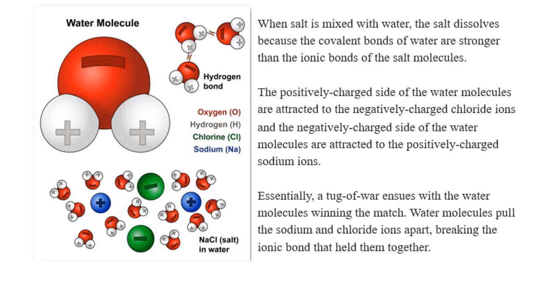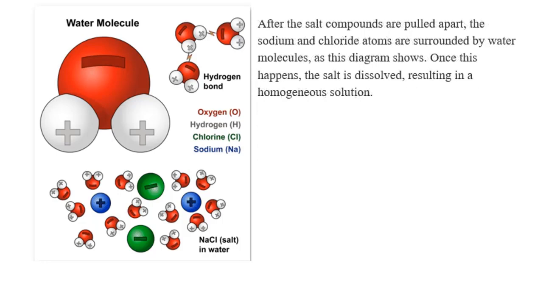Essentially, a tug-of-war ensues with the water molecules winning the match. Water molecules pull the sodium and chloride ions apart, breaking the ionic bond that held them together. After the salt compounds are pulled apart, the sodium and chloride atoms are surrounded by water molecules, as the diagram shows. Once this happens, the salt is dissolved, resulting in a homogeneous solution.